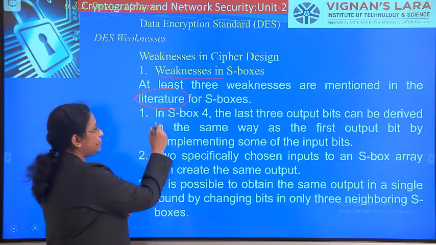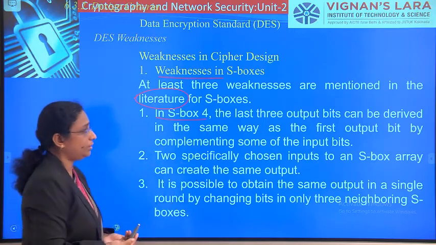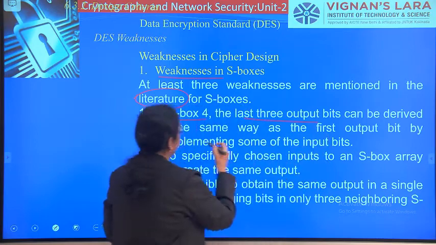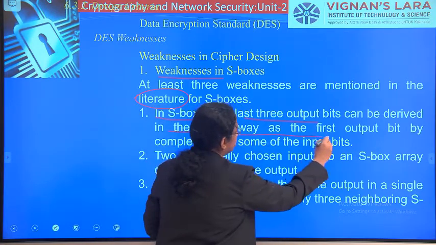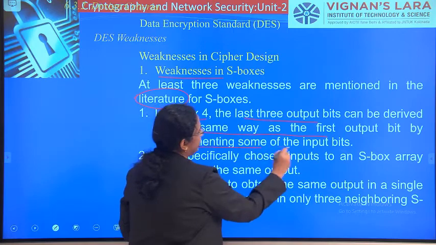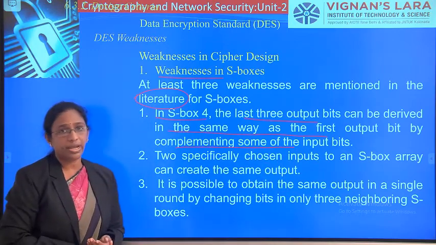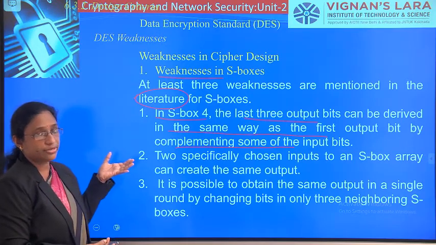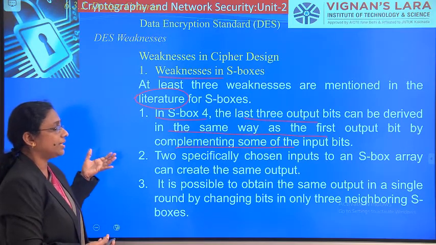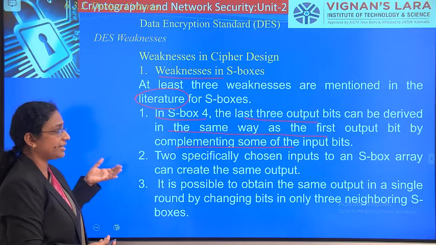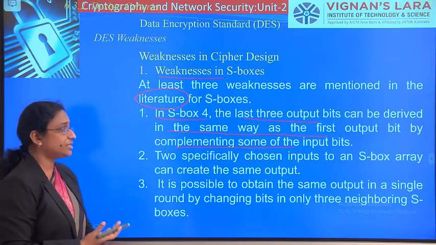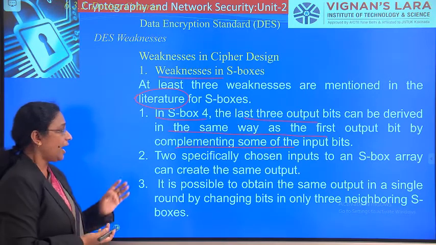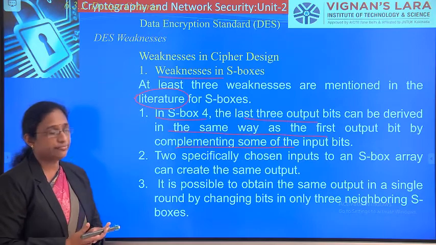In S box 4, the last 3 output bits can be derived in the same way as the first output bit by complementing some of the input bits. That is the weakness in S box 4.